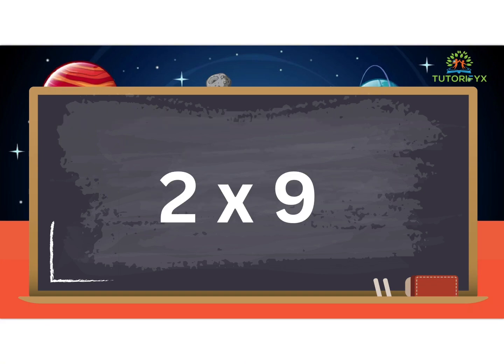2 times 9. Take your time. Use the equal group or the array strategy to help you. You have the help that you need. Just use it.